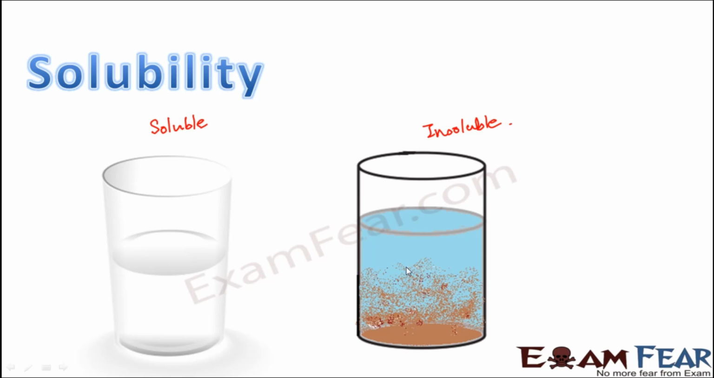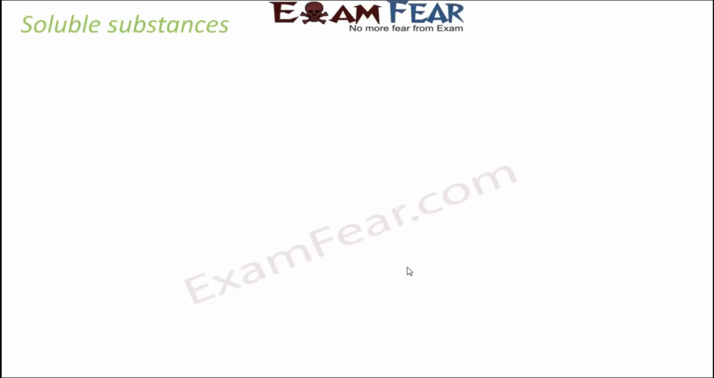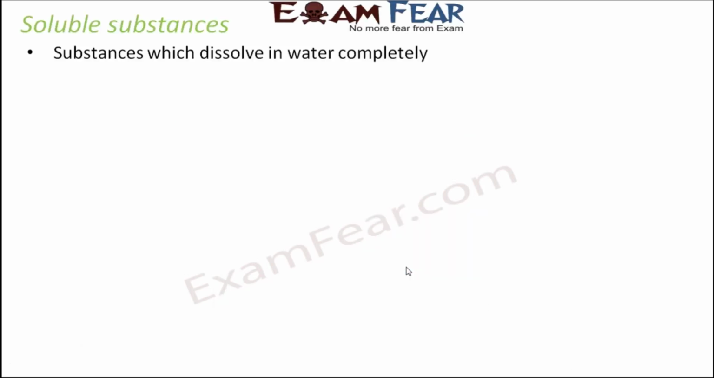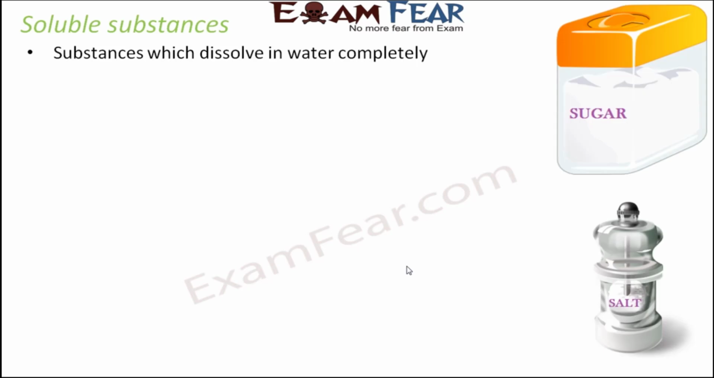Now here we are going to discuss solubility in water. However, solubility can be discussed for any other liquids. For example, a particular material can be soluble in oil, it can be soluble in water, it can be soluble in any other fluid. So let's first talk about the soluble substances. These are those substances which dissolve in water completely. So let us look at some examples of soluble substances.